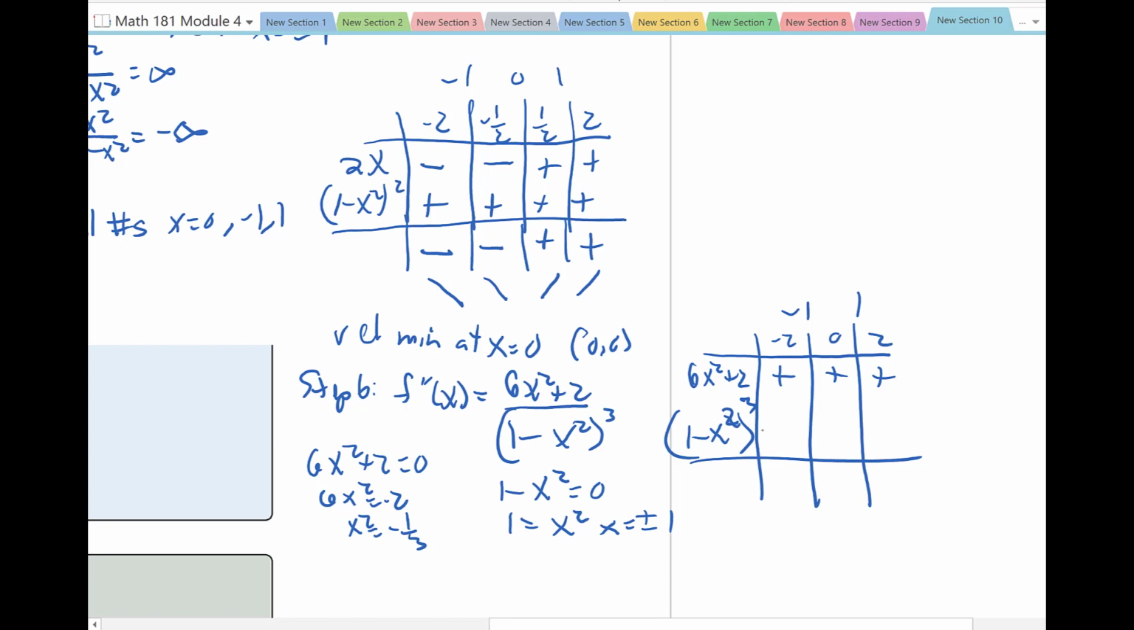So if what's inside is negative, it'll be negative. If you put the negative 2 in there, that will be negative. Put the 0 in there, it'll be positive. Put the 2, it'll be negative. So we end up with a negative, a positive, and a negative. So this is concave down, concave up, and concave down. So let's go ahead and graph this.